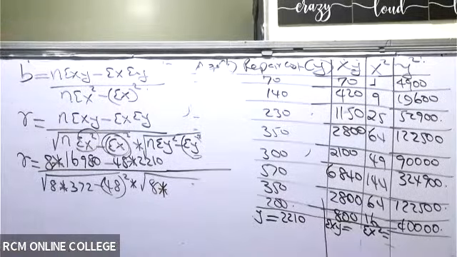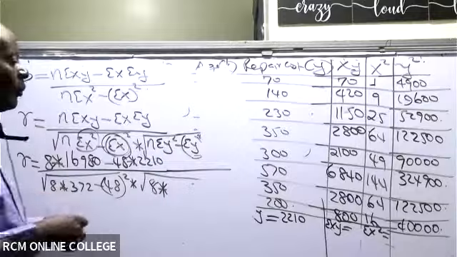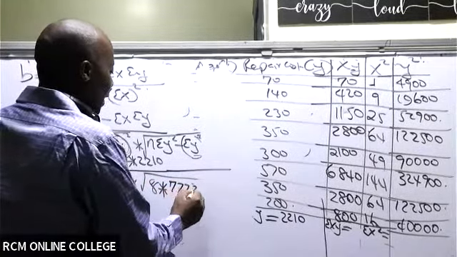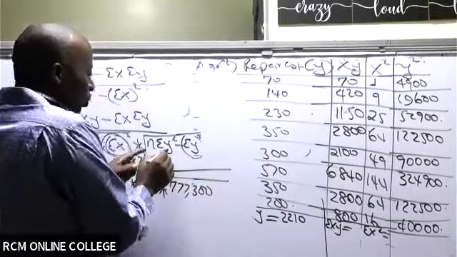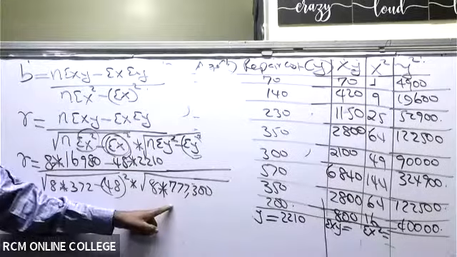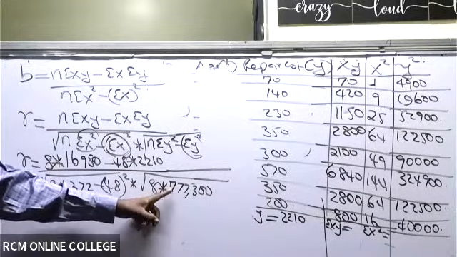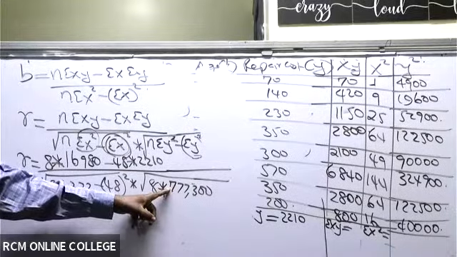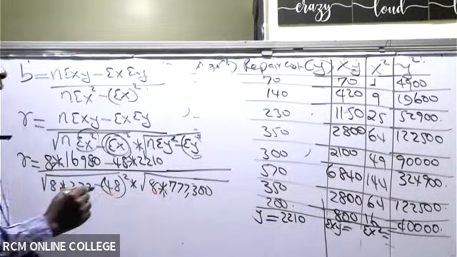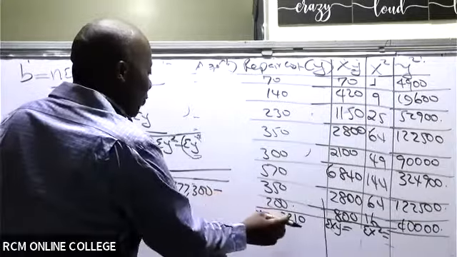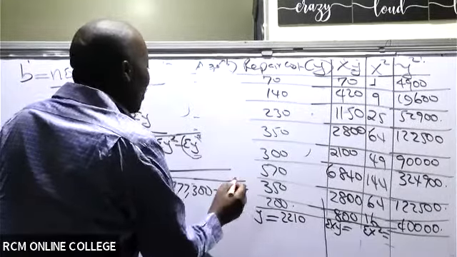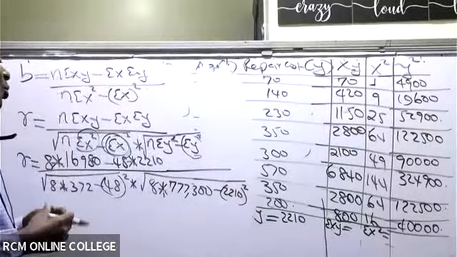Summation of y squared, you guys gave me a big number. Was it 777,300? Are you able to remember this number, 777,300? Yes. Minus summation of y that I have here, 2210. Now you square this.